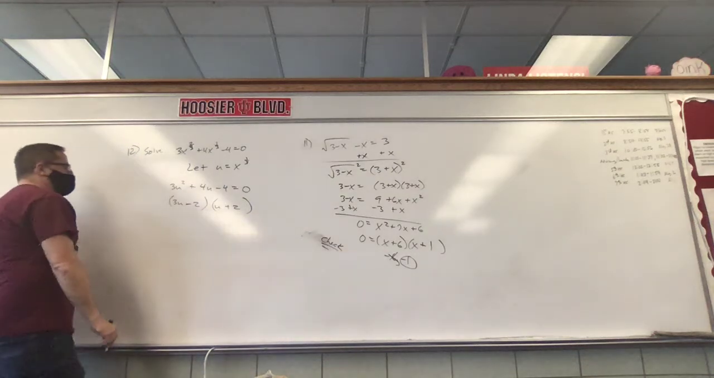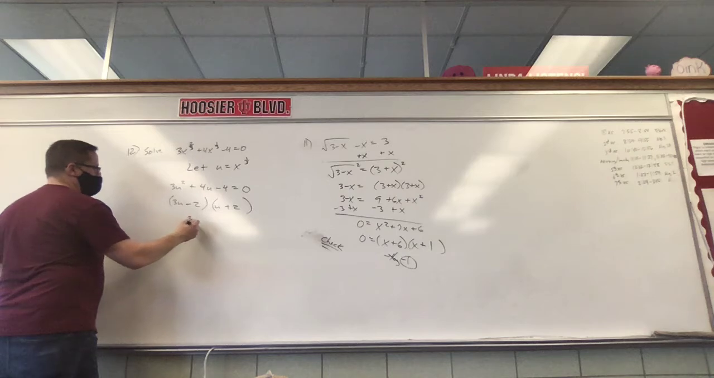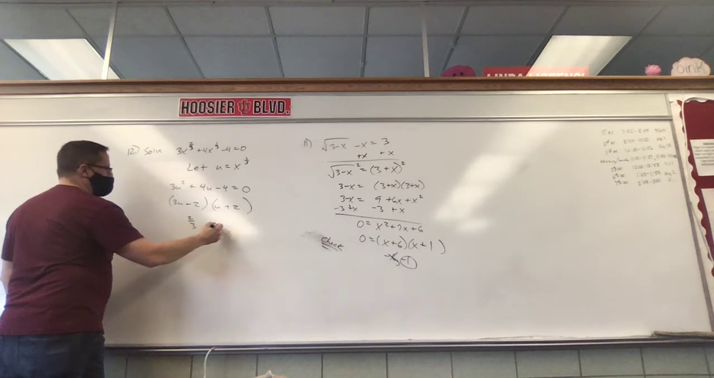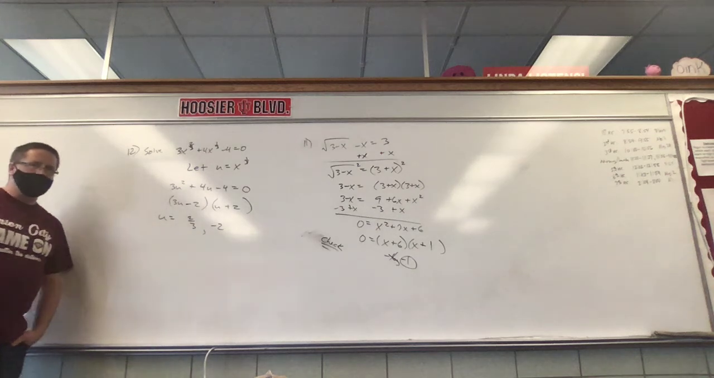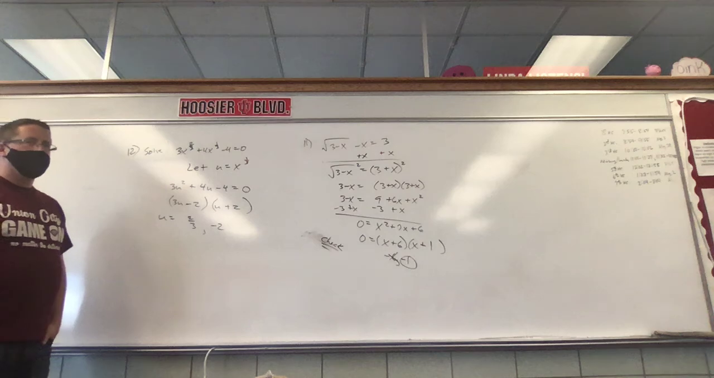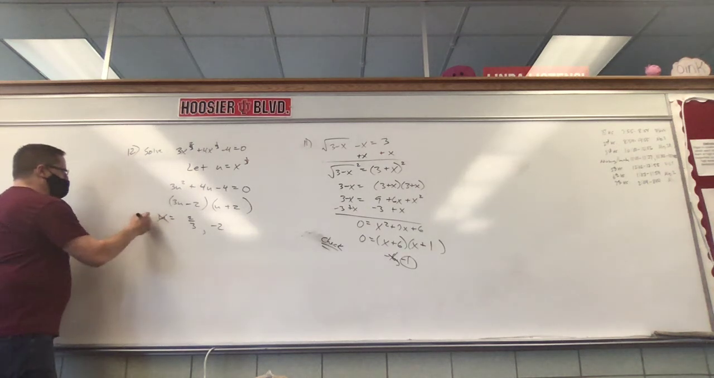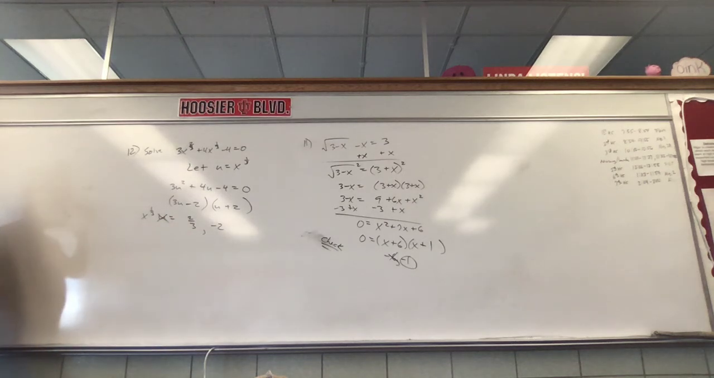So, what are our solutions? 2/3 and -2. And be careful, that's what u is. What is u? X to the 1/3 power. X to the 1/3, how do you get rid of a 1/3 power? Remember, a 1/3 power is a cube root. How do you get rid of a cube root?